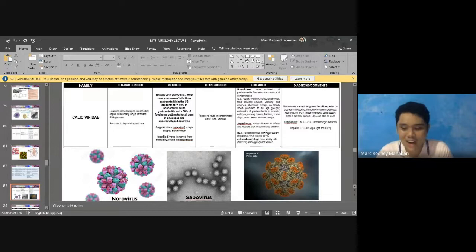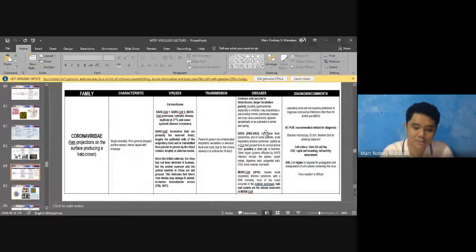And the last family for today, dears, the very popular one, the Coronaviridae. Again, it is in the name, its structure and appearance: it has corona-like projections because of its spike proteins, so it looks like it has a halo, like a crown. Its characteristics: single-stranded RNA genome, helical capsid with envelope.